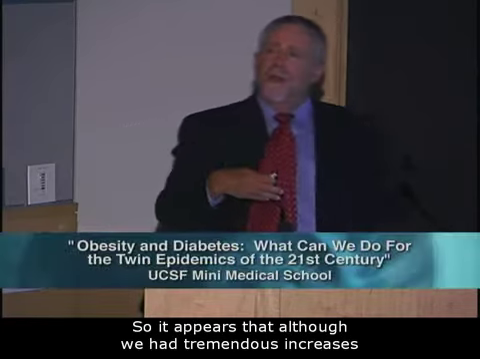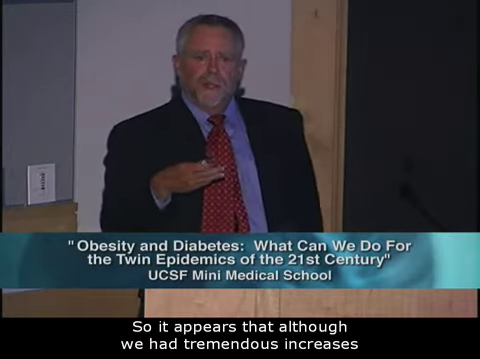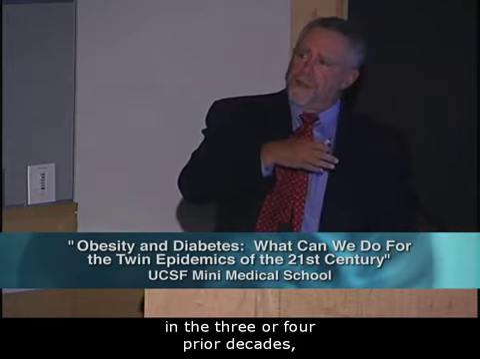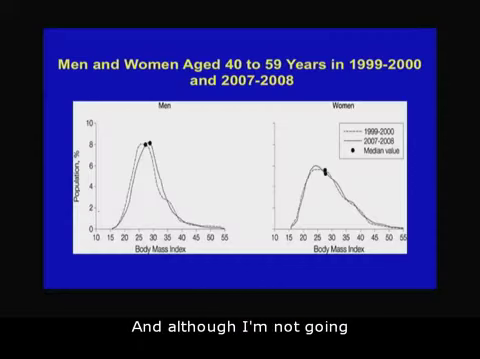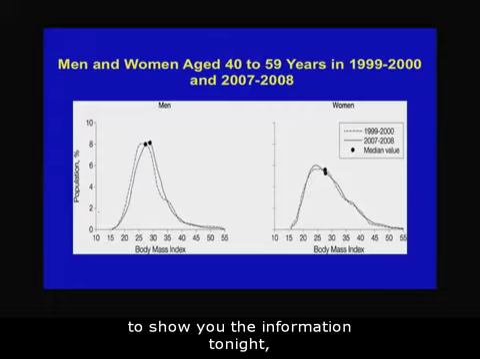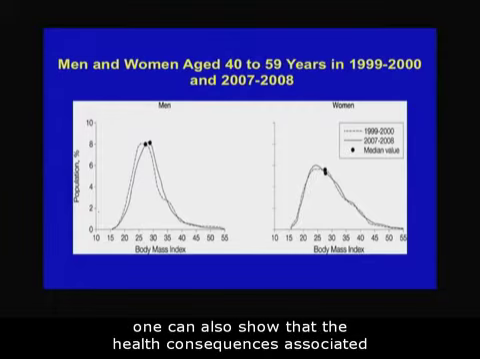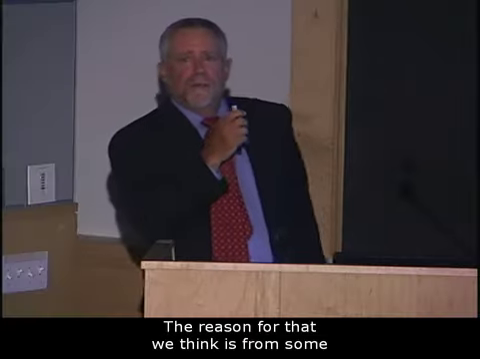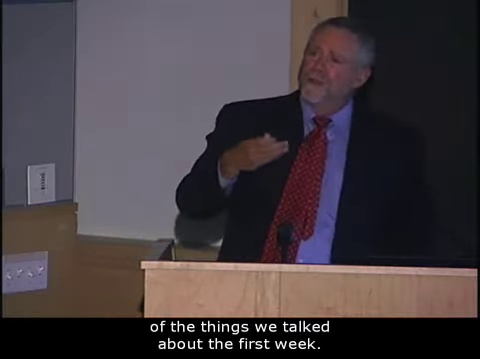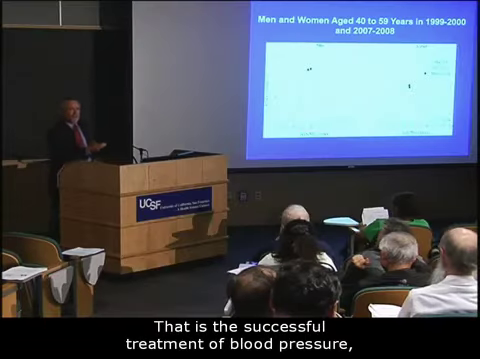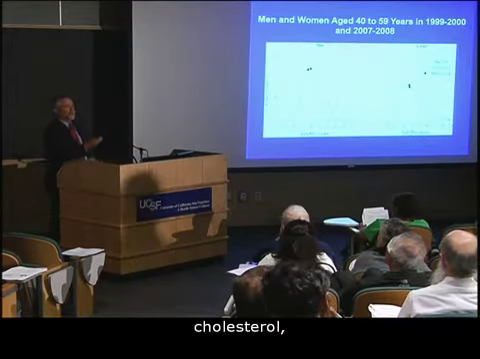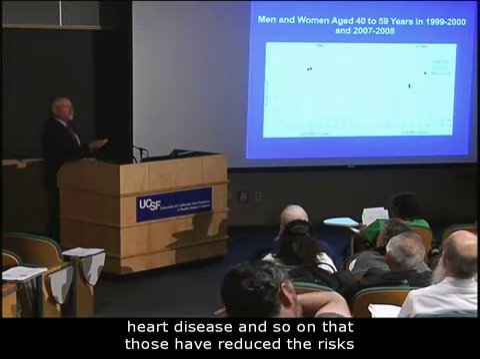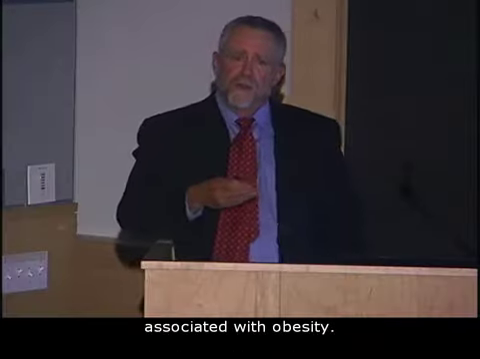And so it appears that although we've had tremendous increases in the 3 or 4 prior decades, we seem to have stabilized. And although I'm not going to show you the information tonight, one can also show that the health consequences associated with obesity have also gotten a little bit smaller over the last few decades. And the reason for that, we think, is from some of the things we talked about the first week, that is the successful treatment of blood pressure, cholesterol, heart disease, and so on, that those have reduced the risks associated with obesity.